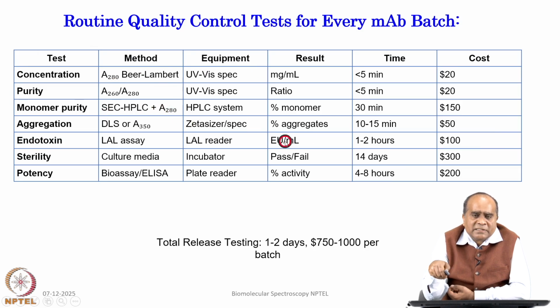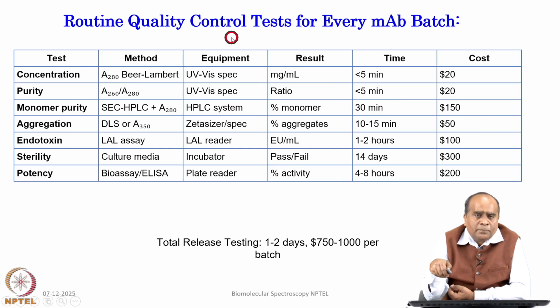You require an HPLC system or the ÄKTA pure kind of system, an FPLC system. You get the monomer; it requires 30 minutes, and the cost is slightly higher. When we are going to do aggregate analysis, you can do dynamic light scattering or scattering analysis using UV visible. Here you require a Zetasizer or spectrophotometer, and the percentage of aggregate you can find in 10 to 15 minutes.